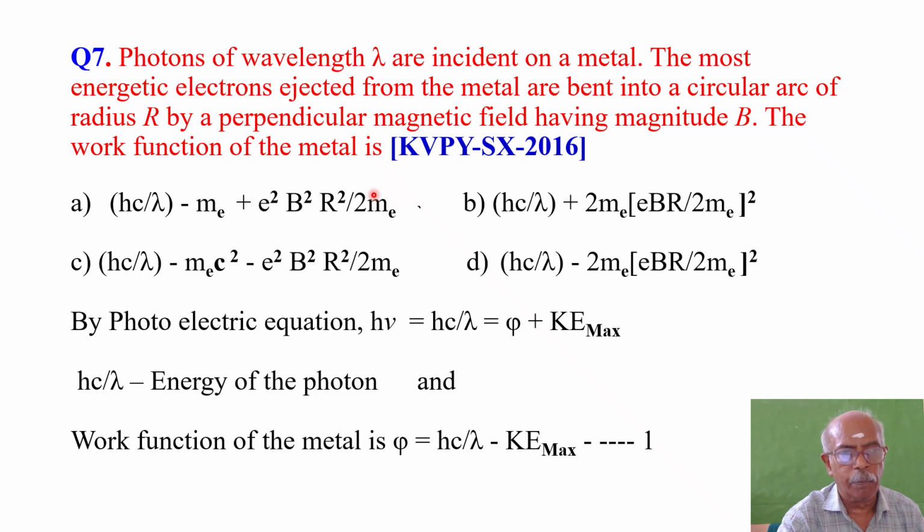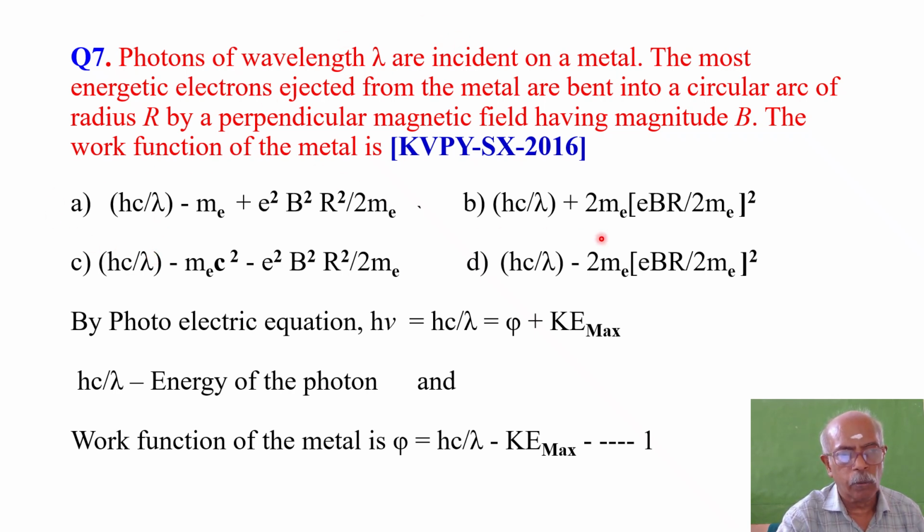The work function of the metal is, you are given four options. Option 1: hc by lambda minus (e square B square R square by 2 me). What is me? Mass of electron. What is e? Charge of electron. B is the magnitude of the magnetic field, R is the radius of the circular path, and m is the mass of the electron. h is Planck's constant, c is the speed of light, lambda is the wavelength of the incident radiation. So this is option 1.